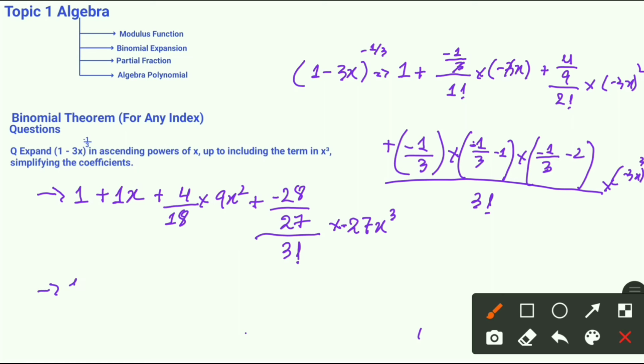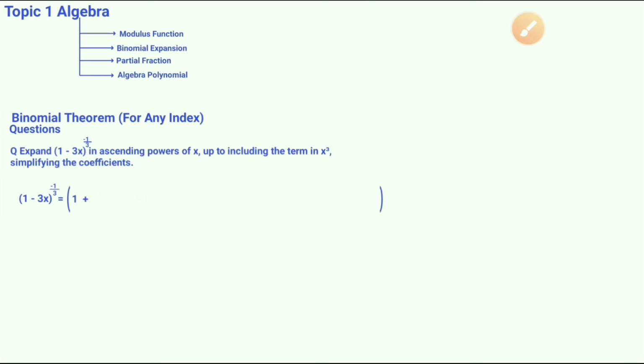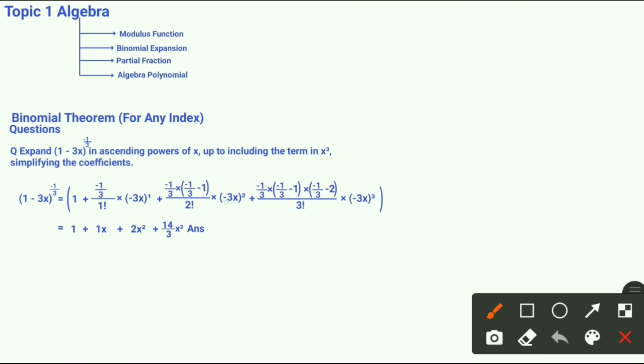Simplify this one more time. 1 plus 1x, then 36 upon 18 would be 2x squared, then minus 28 upon 3 x cubed. This is the answer. 1 is the first, this is the second, this is the third. Okay, 2x squared, and there is an error. This is x, and 14 upon 3 x cubed is the answer. I've just made a mistake here, but no issue.